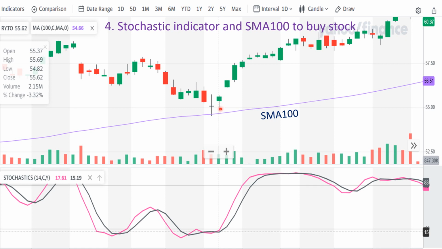So to enter the trade, we can enter the trade at the close price of this hammer and put 1 ATR below the close price of this hammer for stop loss and 2 to 4 ATR above for profit target. And this is the information for this hammer. So this is how you buy a stock based on a stochastic indicator and SMA 100.